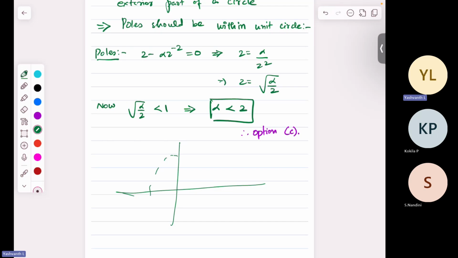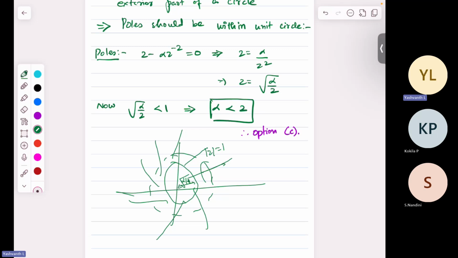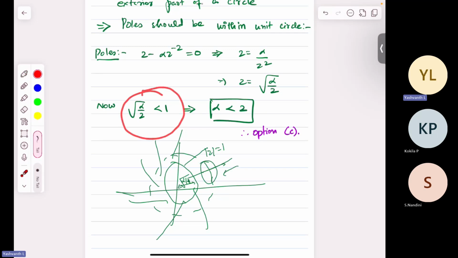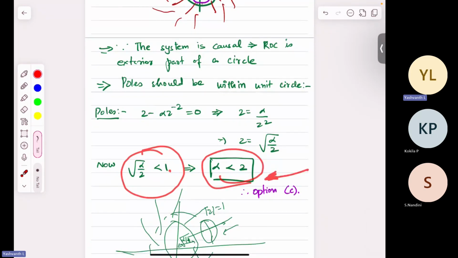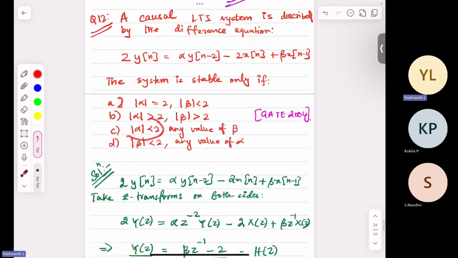See, this is your unit circle. This is mod z equal to 1. And your ROC will be something like this. And this radius is basically square root of alpha by 2 or something. Now this has to be less than 1. Only then the ROC will contain this unit circle mod z equal to 1. Therefore, if square root of alpha by 2 is less than 1, then alpha is less than 2. So we didn't have any condition on beta. We only had a condition on alpha. Therefore, the option is mod alpha less than 2, any value of beta. Is it clear?